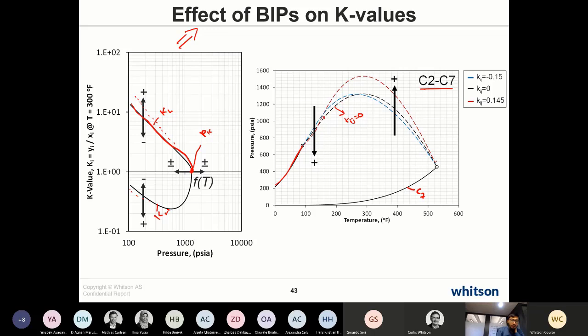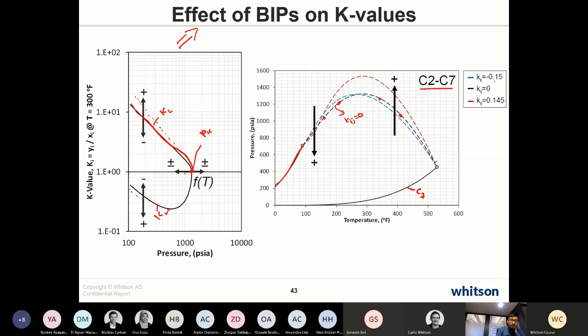So that's one mixture, for example, of C2 and C7. That's another mixture of C2 and C7. So these are the different mixtures of C2 and C7, and this is what the TC and PC of the critical point look like for the different mixtures with Kij of 0.